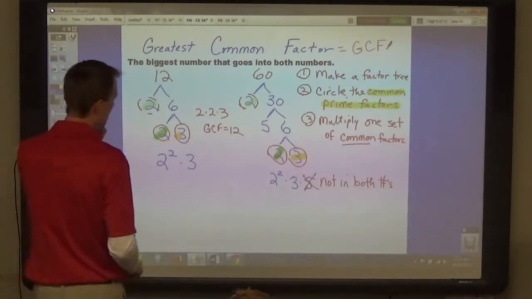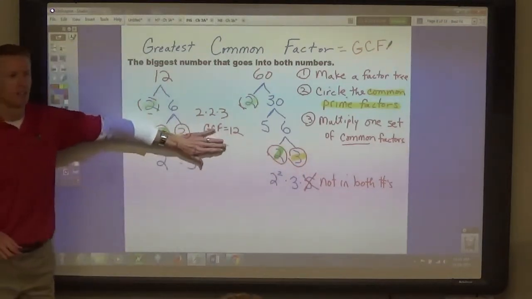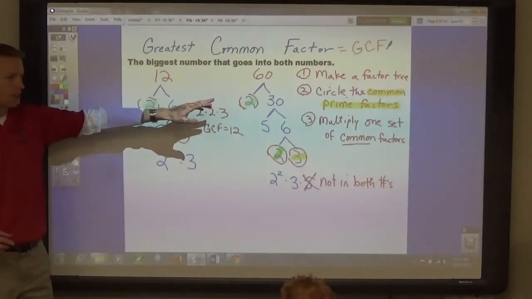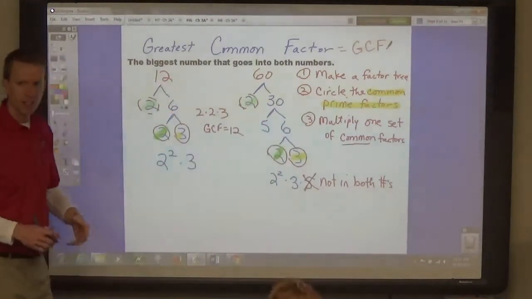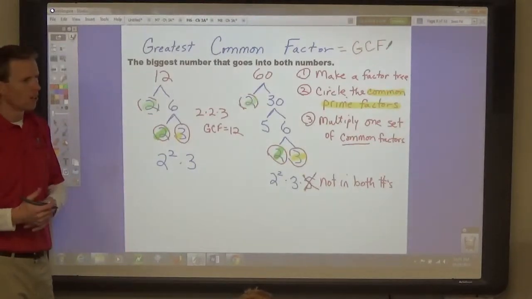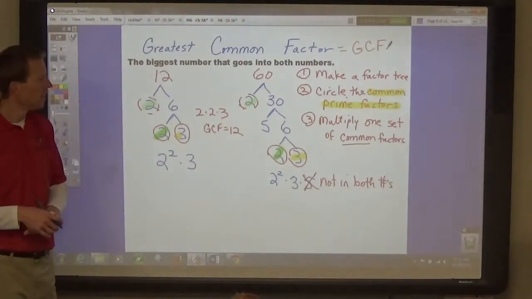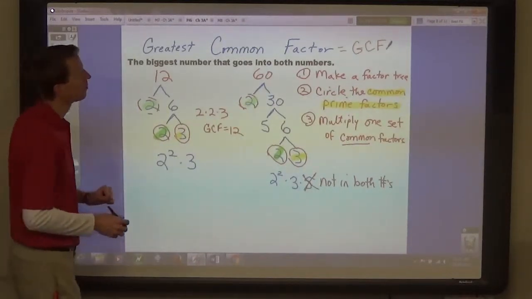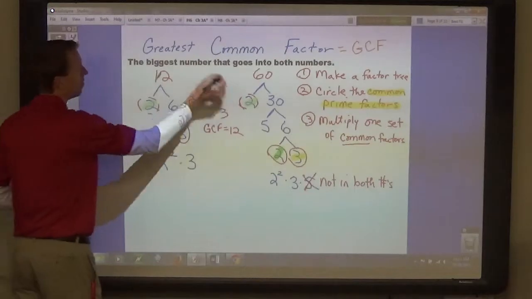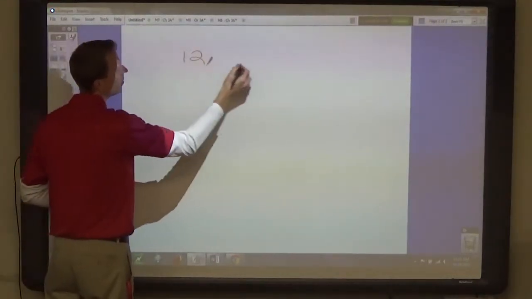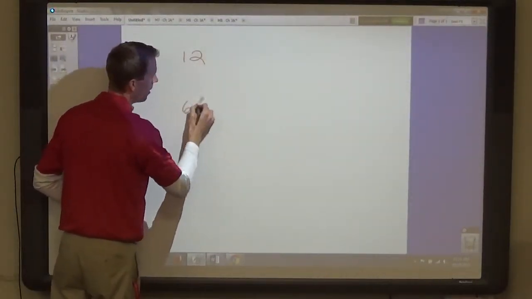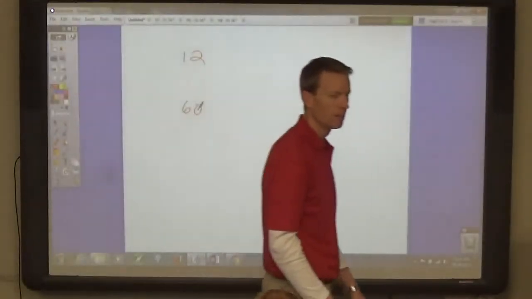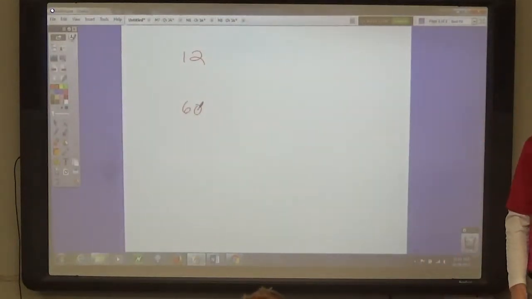So, there's two ways to do this. Look at me. The two ways to do this. One is to think of the factors, or list the factors, and then find the biggest one. Okay? So, if we start with 12 and 60, how would we list all the factors?